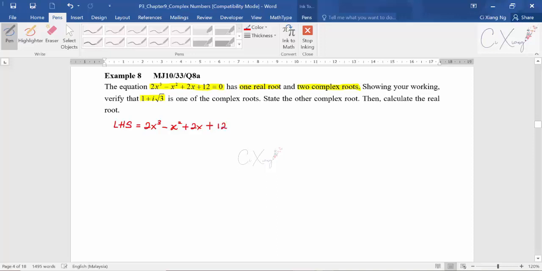Okay, and then after you get this one, you need to substitute the root. So the root is 1 plus i square root 3. Okay, and then you are having the cube root here. So for me, I just write it 3 times so that I can expand it easier.